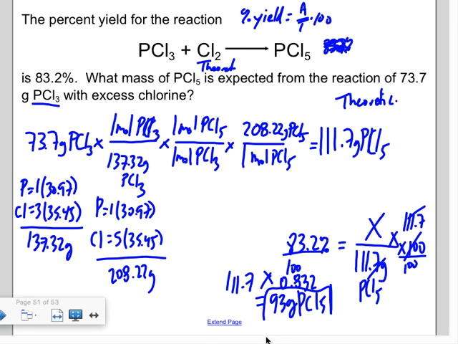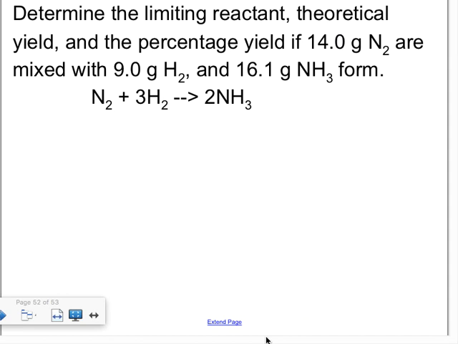All right, one more sample problem. Determine the limiting reactant, theoretical yield, and the percent yield if 14 grams of nitrogen gas are mixed with 9 grams of hydrogen gas and 16.1 grams of NH3 form. So first off, let's find our limiting reactant.